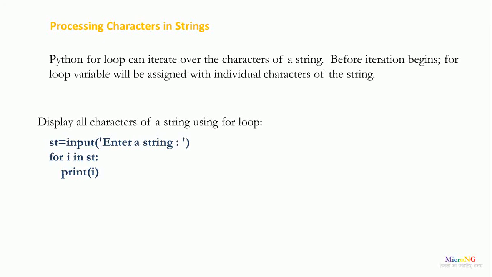The I is the loop variable and st is the string. During the execution of this, the for loop variable will take each individual character from st, and because of the print statement, each character will be printed. The number of times the for loop will get executed depends upon the number of characters belonging to the st variable. During the execution of the program, if you enter the string as Mumbai, each character in Mumbai will be displayed one after another.